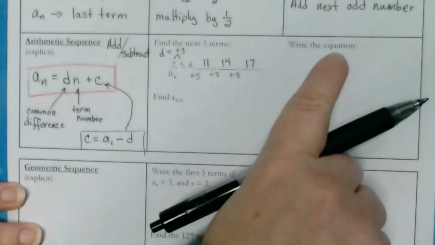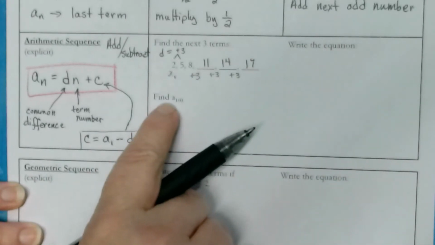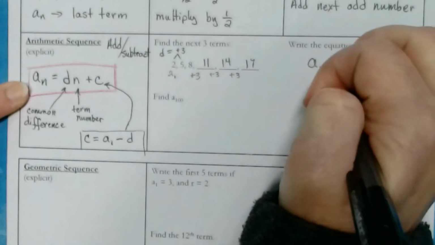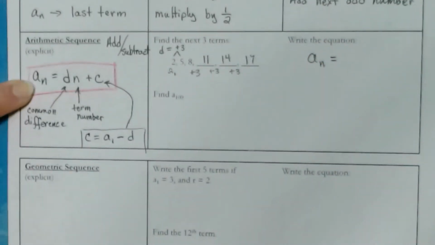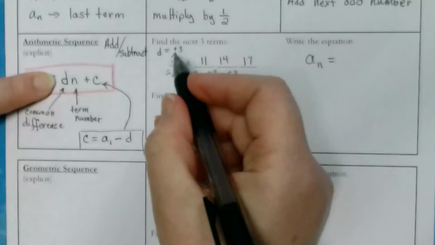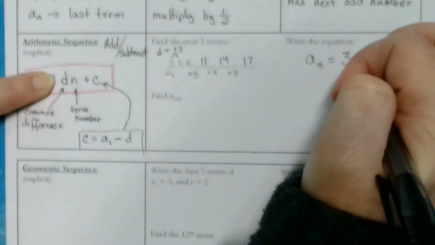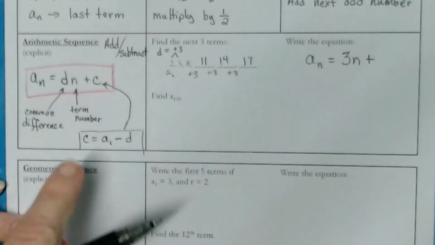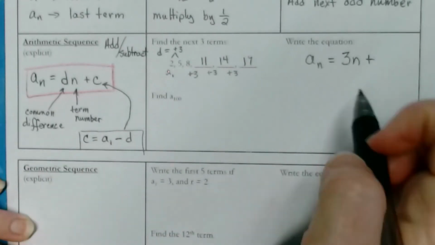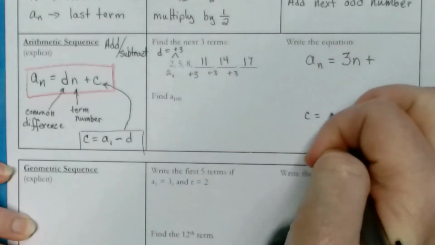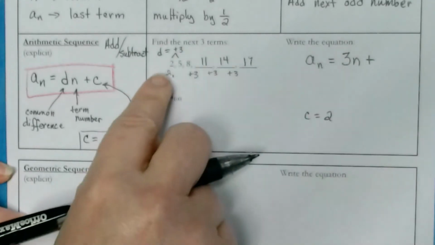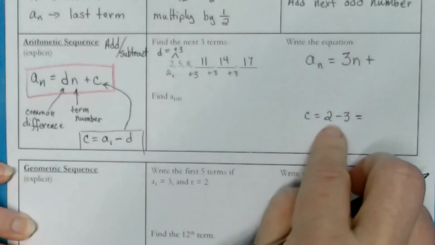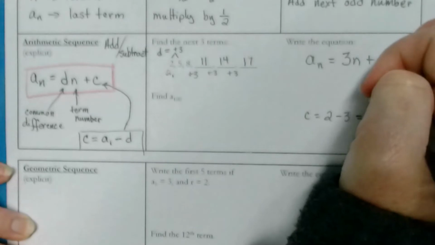So let's write the equation so that we can find a sub 100. Okay, so my equation format is a sub n, that's like y equals d. Well, we just found d. D is 3. So I have 3 times n plus my c value. Okay, hold on. I got to actually find c. So I'm going to come down here. C equals a sub 1, that was 2, my first term, 2, minus 3. So 2 minus 3 would equal negative 1. So I'm going to put a negative 1.